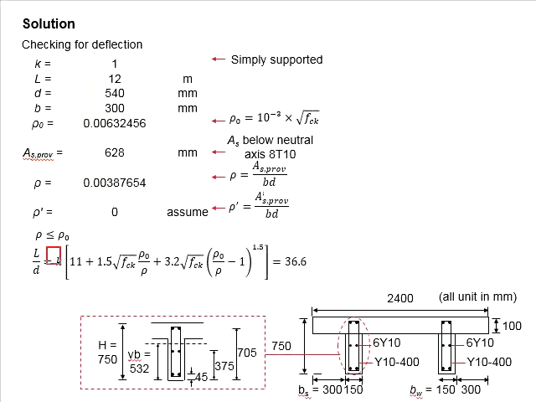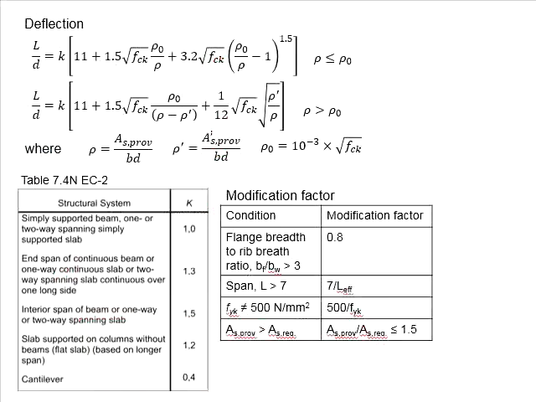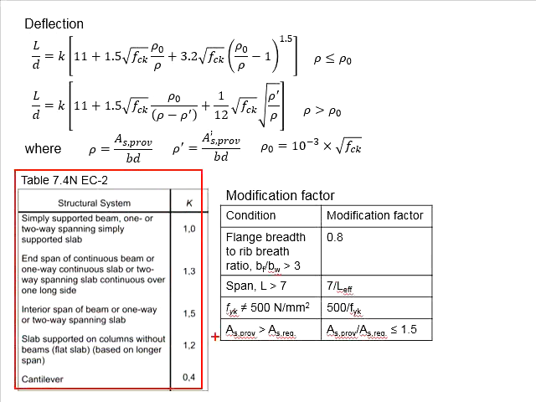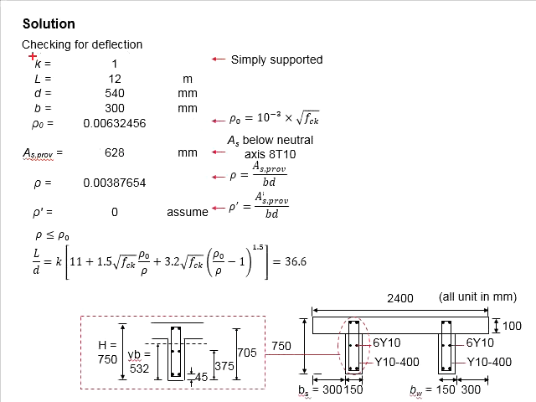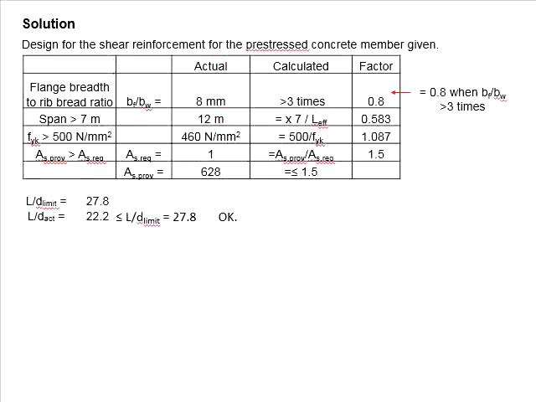There is a K here, which can be referred from Table 7.4 in Eurocode 2. For a simply supported beam, the K equals 1.0. The calculated L per D now is 36.6. This is the basic limiting factor for the prestressed member. Your next step now is to calculate with the correction factors.